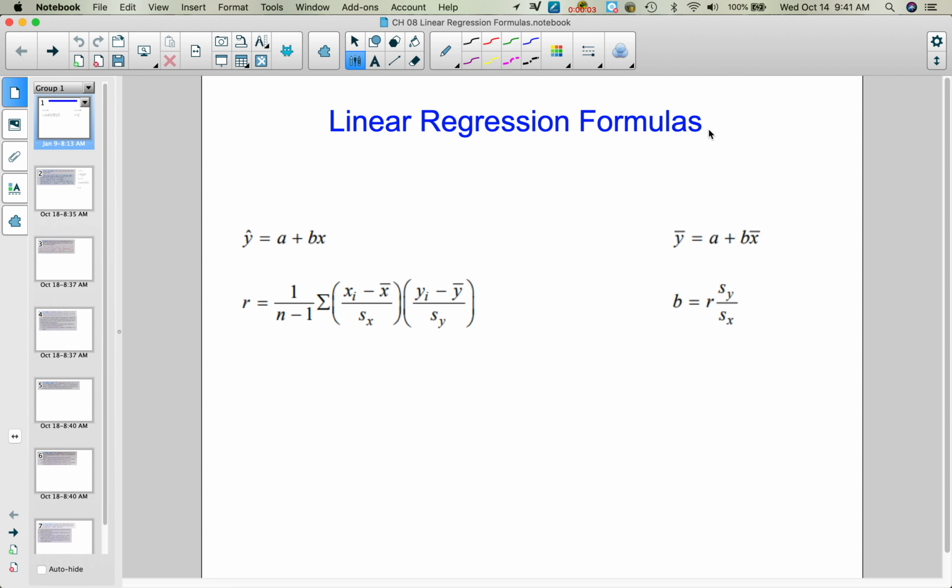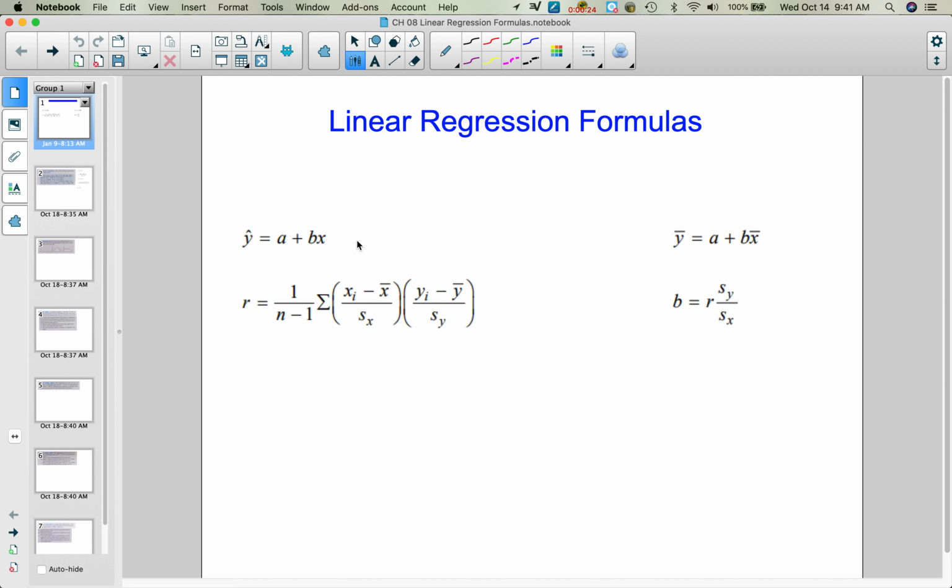Sometimes when we're doing linear regression problems, we might not have the actual data, and they might give us just some summary statistics, and we have to use formulas. And these formulas are on your formula sheet that I gave you, the yellow paper, which tells me that there's a chance that you might need them on the AP exam because they are made available to you.